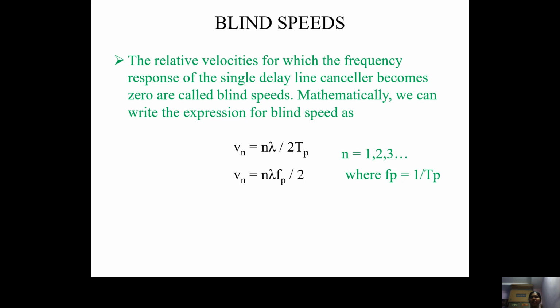Clutter is nothing but the received echo signal from fixed targets. So the radar will not be able to distinguish between fixed targets and moving targets. Those velocities at which the radar is unable to decide which is clutter and which is a moving target are known as blind speeds.